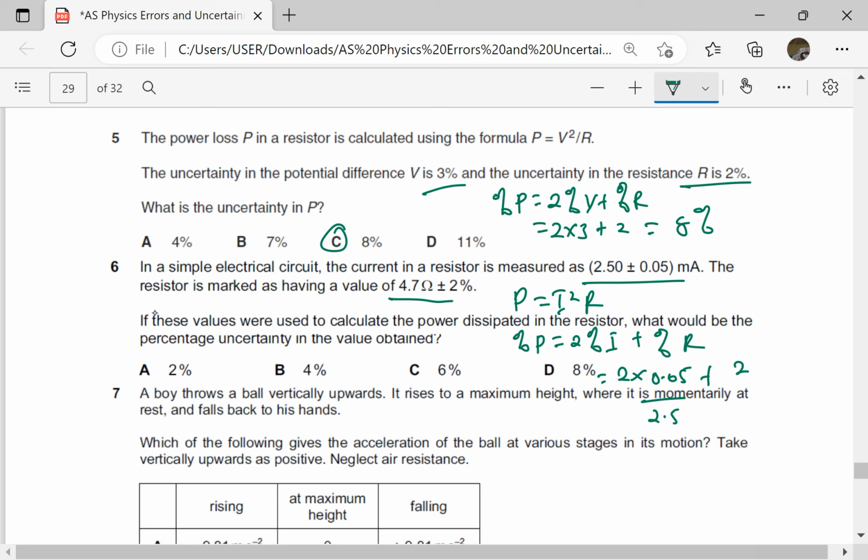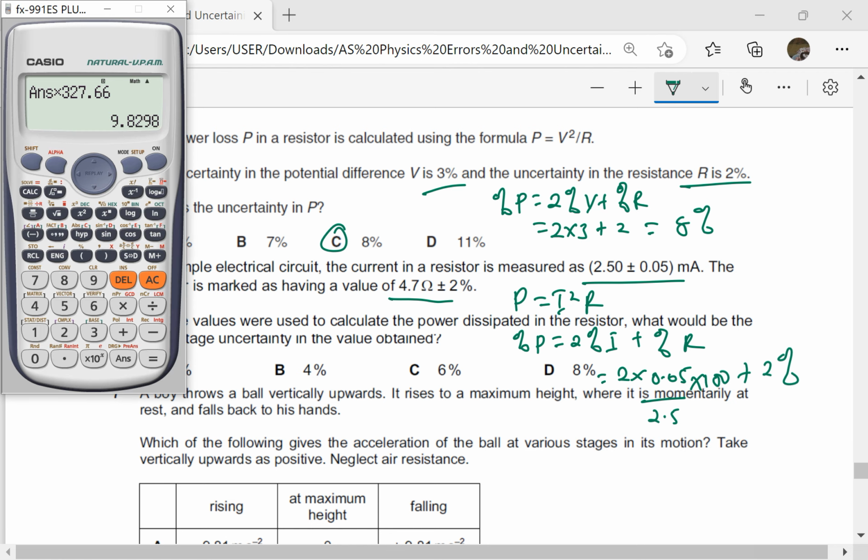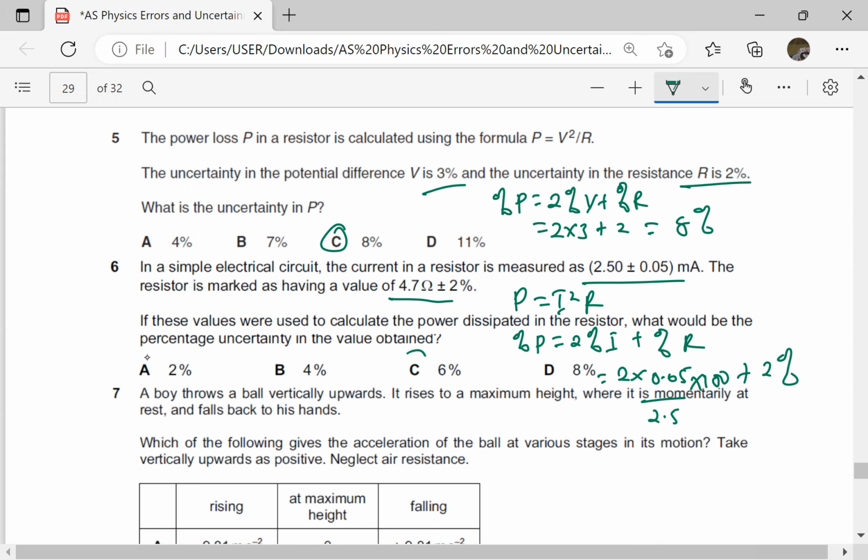So this is 2 times 0.05 divided by 2.5, then times 100, plus 2%, which gives us this percentage as 6%. So the answer is 6.